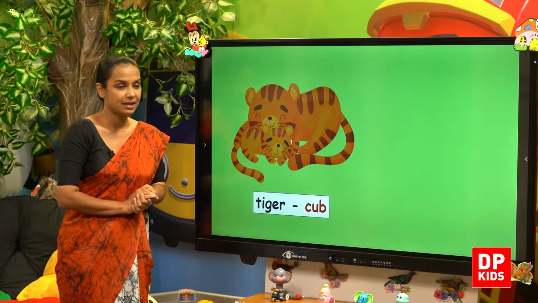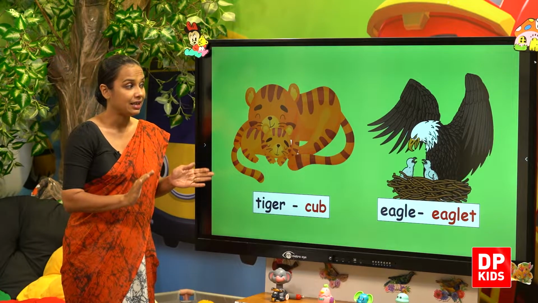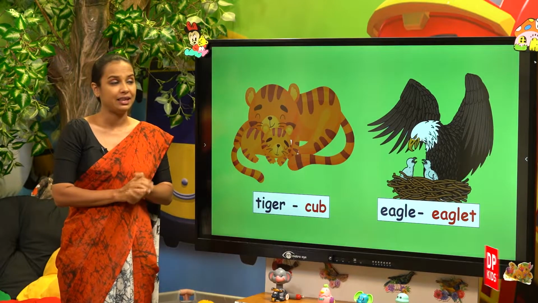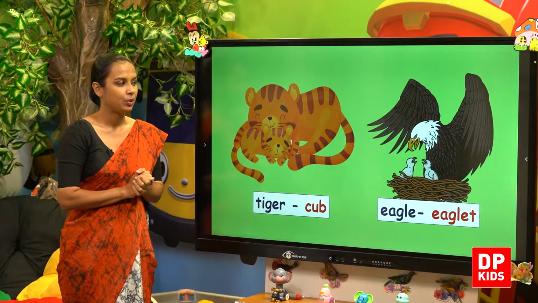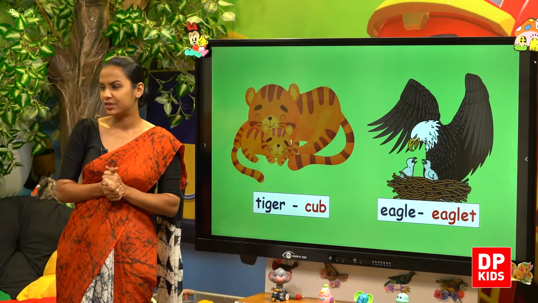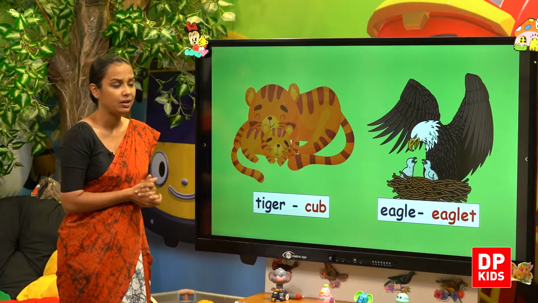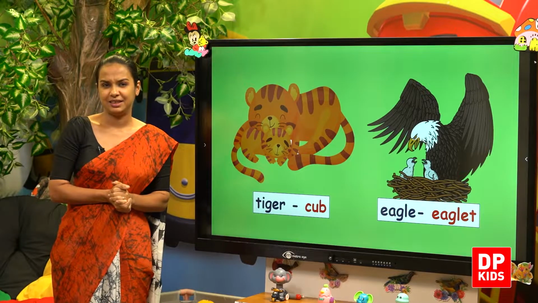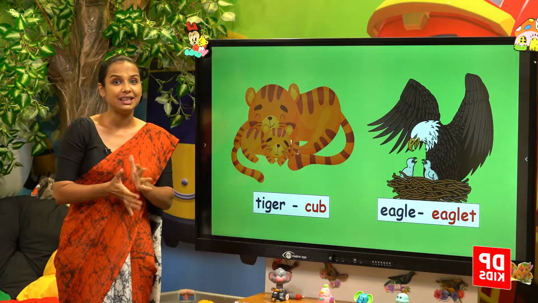Then next, we can see an eagle in its nest with two babies. So baby eagles are called eaglet. What do they call? Eaglet.